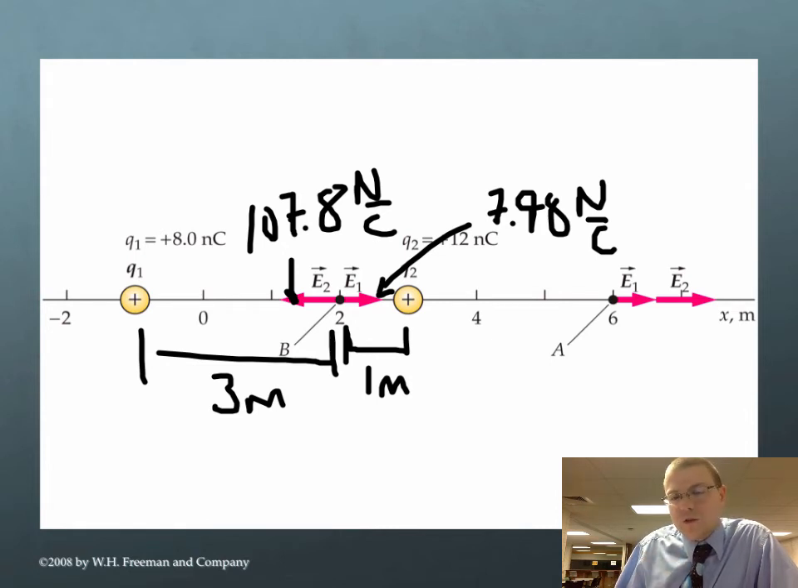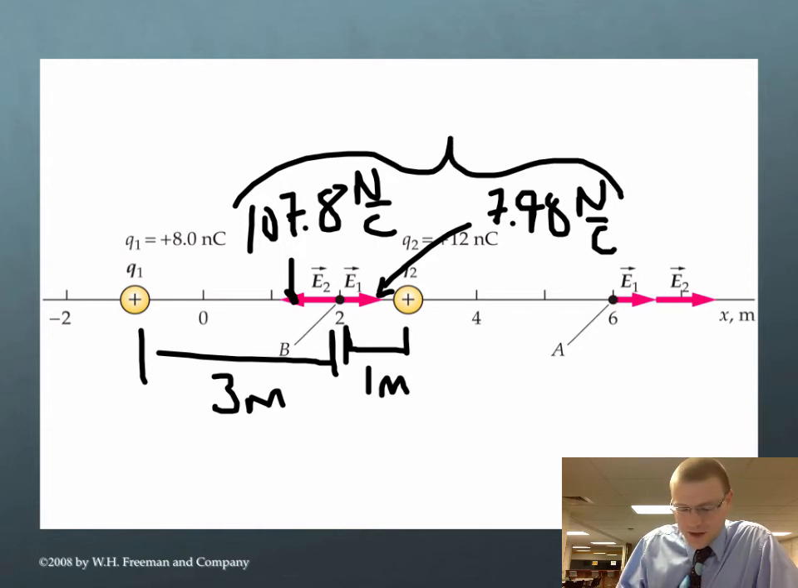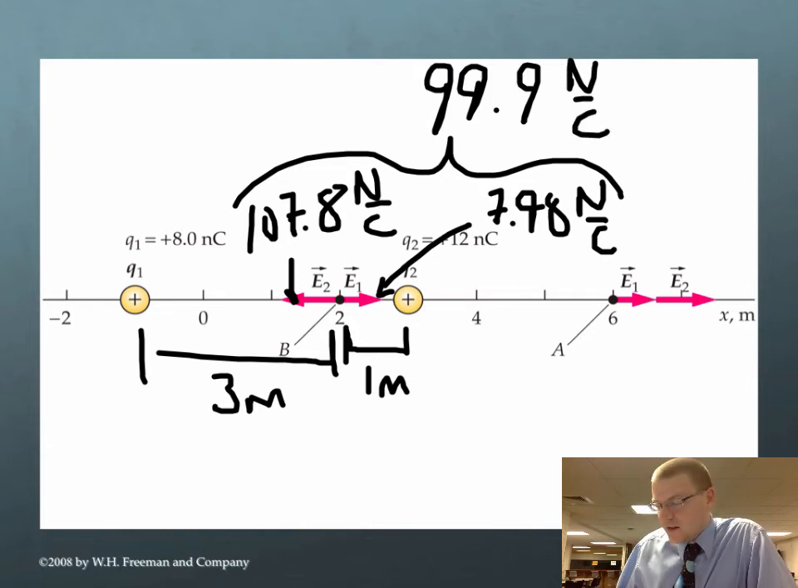So I'm looking at those two fields. I see the arrows are pointing against each other. So my net electric field is the combination of these two. And you should get around 99.9 newtons per coulomb. That's what we can do in these different locations.